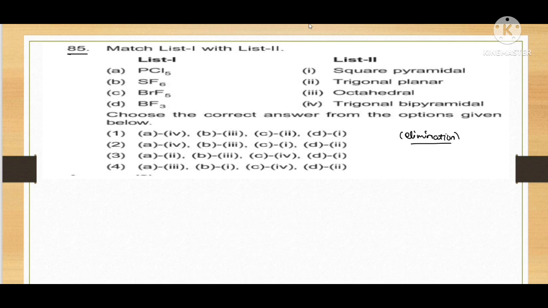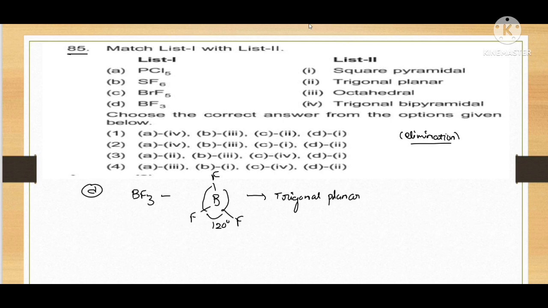Myself, I will go with BF3. The structure of BF3 is planar. Its angle is 120 degrees. We know that BF3 is trigonal planar. I choose D. Why? Because its structure is very simple.